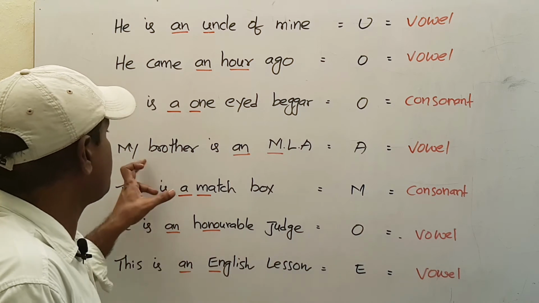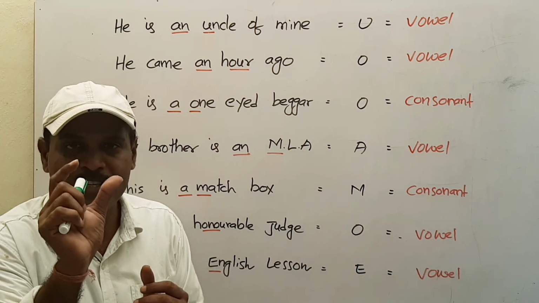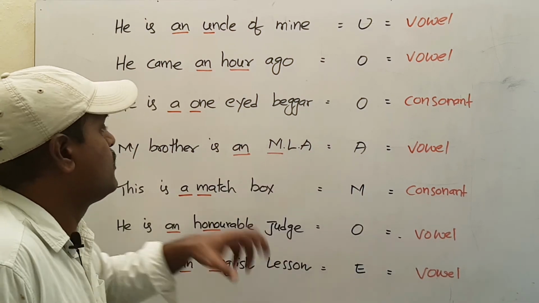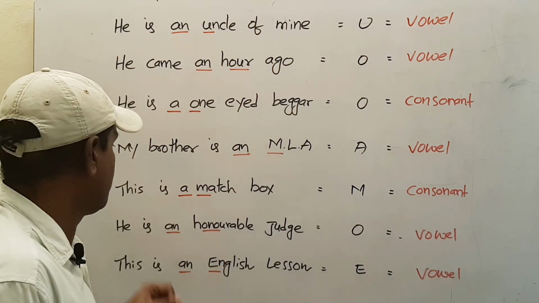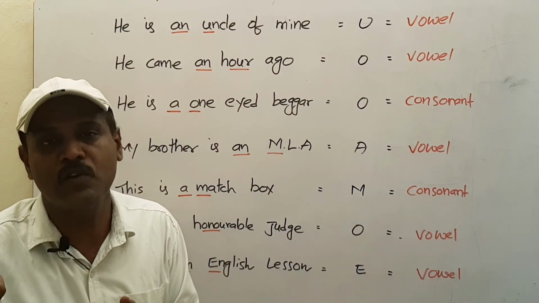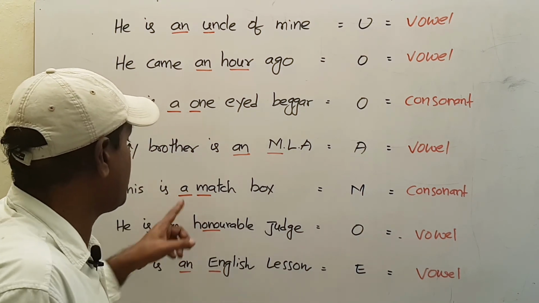The next one is, my brother is an MLA. MLA, M. So at the starting we can hear an eh sound. That's why it is a pure vowel sound. So we keep an before it. This is a matchbox. Matchbox, ma. Ma is a consonant sound. That's why we have to keep a before it.